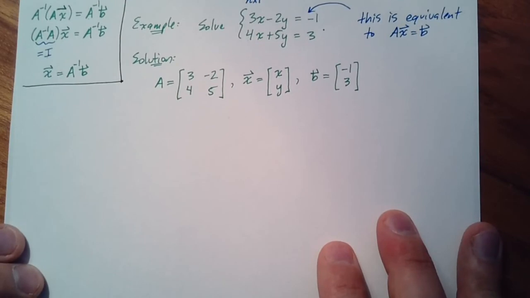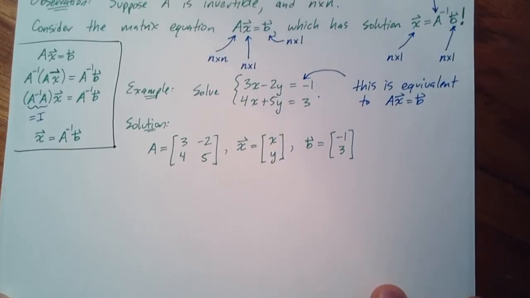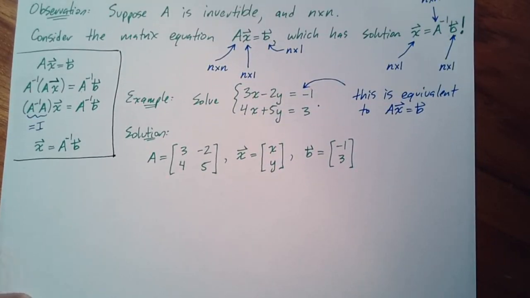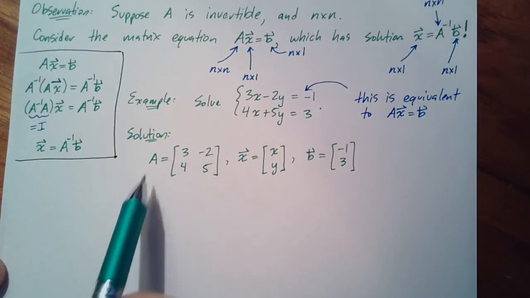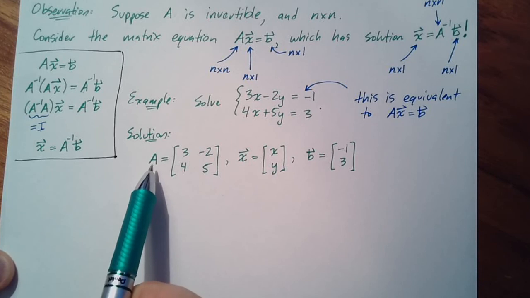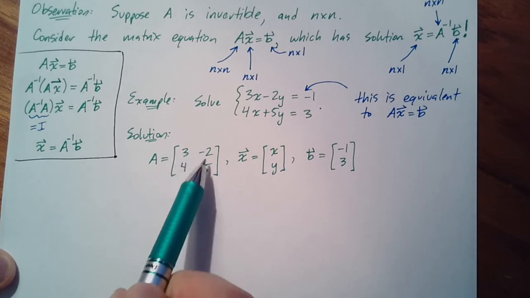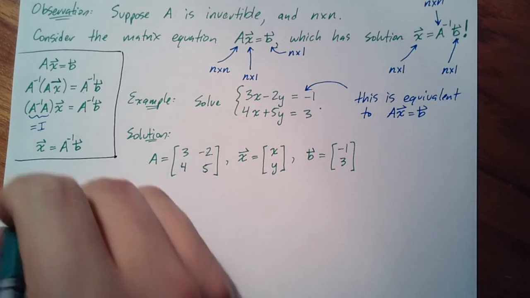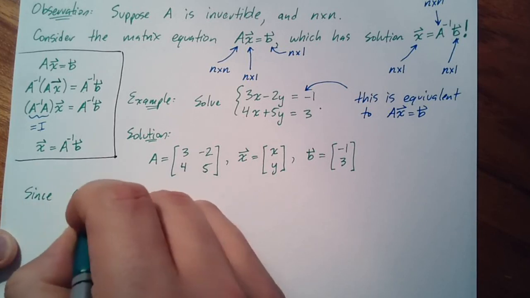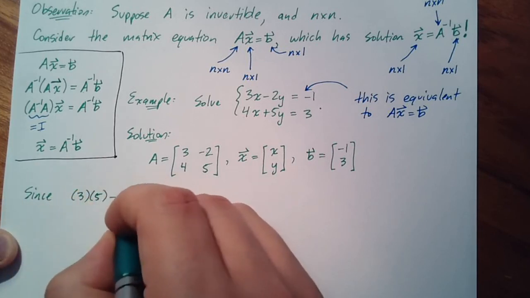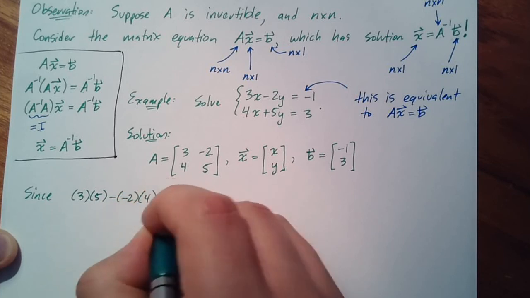Okay, well, let's check if, let me slide down just a bit. Let's check if our coefficient matrix is invertible to see if this observation applies. So let's talk about this matrix A. Remember how to check if it's invertible? Just multiply this number by this number, and this number by this number, and then subtract. So let's do that. Since 3 times 5 minus -2 times 4, well, what would that be?